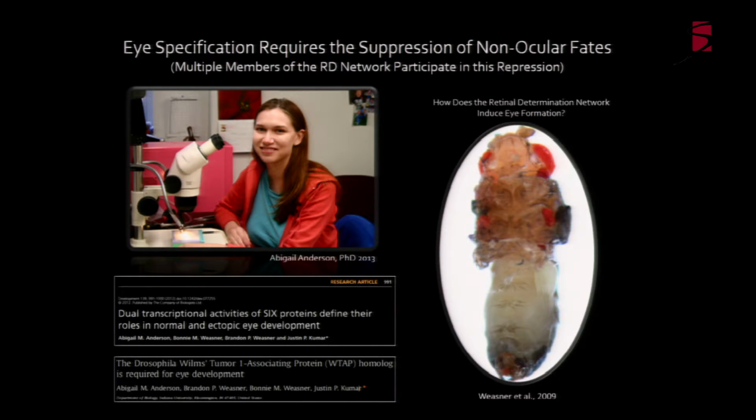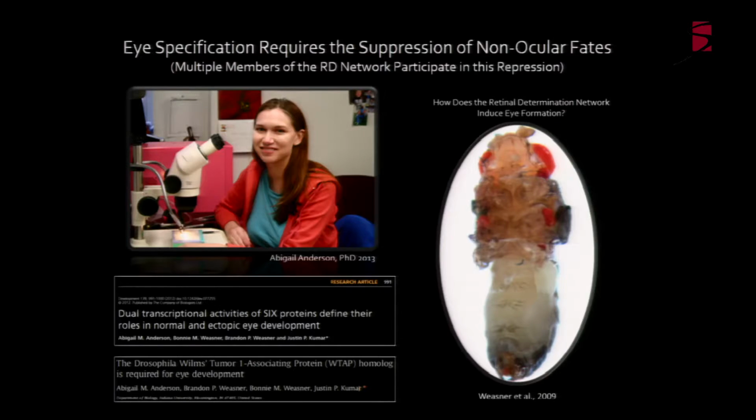So I want to flip this coin a little bit and talk about ectopic eye formation. So what George Halder had done was, as I mentioned, misexpress PAX6 throughout the animal, and you could get these ectopic eyes to form on the head, the various limbs, the wings, the halteres, even the genitals. This is work that we did in my lab a few years ago. And all of those 14 genes have this characteristic.